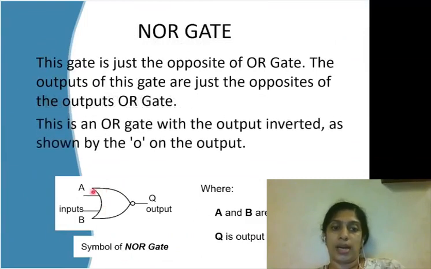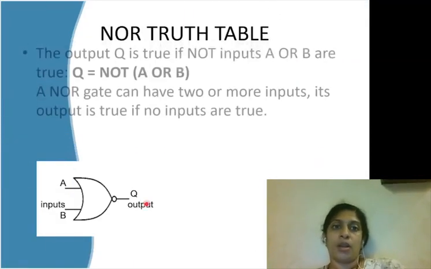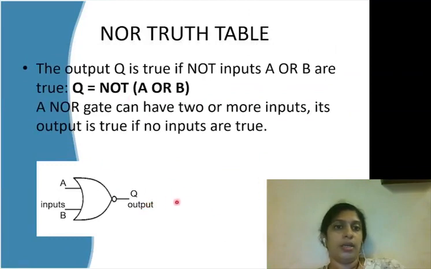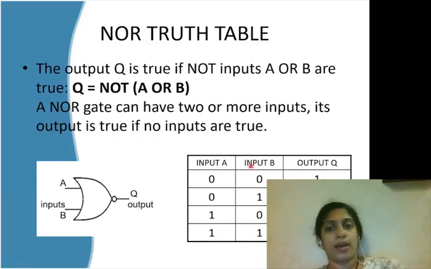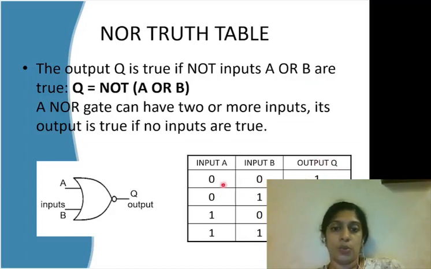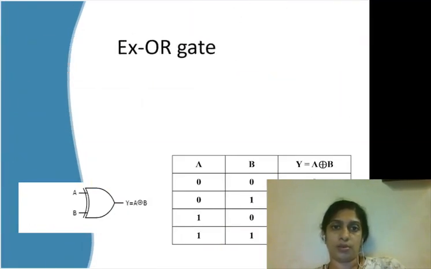And next is the NOR gate. Similar to the NAND gate, the NOR gate is represented as an OR gate with a bubble representing NOT. It is a combination of the NOT gate and the OR gate, and it is also the negation of the OR gate, in which if the two inputs are 0 or low, the output will be high, and in all other cases the output will be 0.